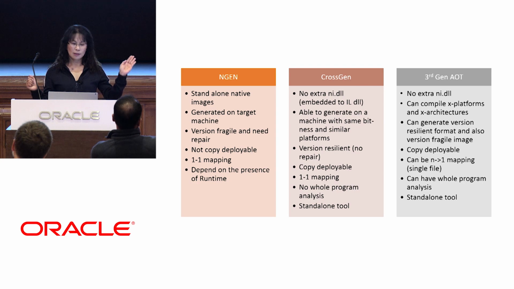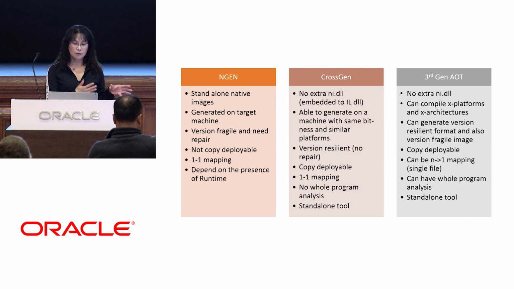NGEN always generates on the target machine. CrossGen could generate on a different machine with a similar flavor. And the third generation should be arbitrary. NGEN itself is fragile and needs repair. CrossGen is not fragile and does not need repair. The third generation AOT can generate fragile and can generate non-fragile. So we believe both scenarios are important.